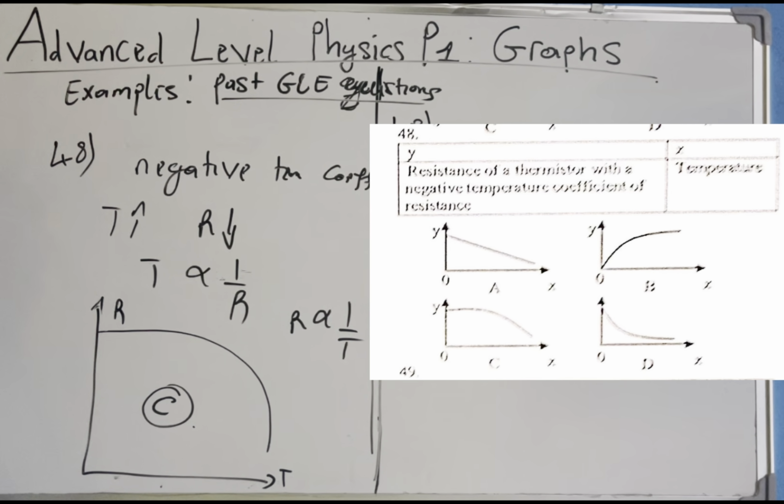But D is a decay curve. Here, there is no exponential, so we cannot take D. So the best curve that can describe this relationship is C. Okay, now let us move to the next question.